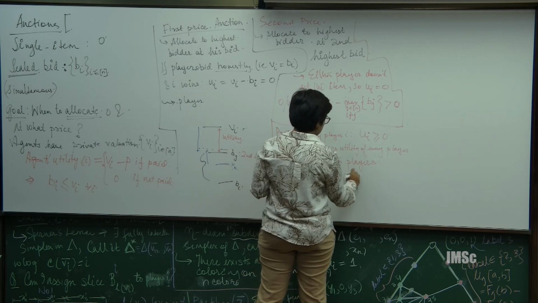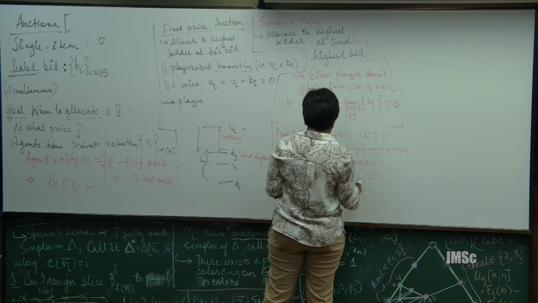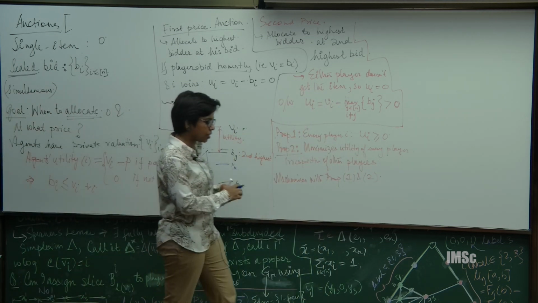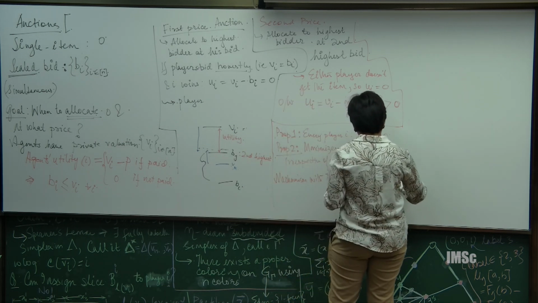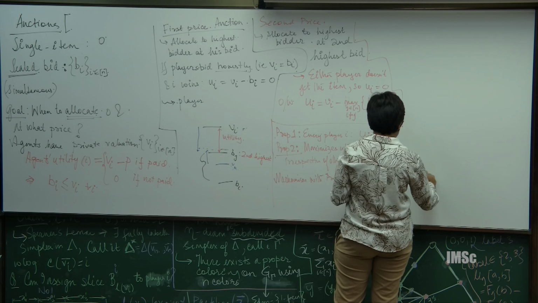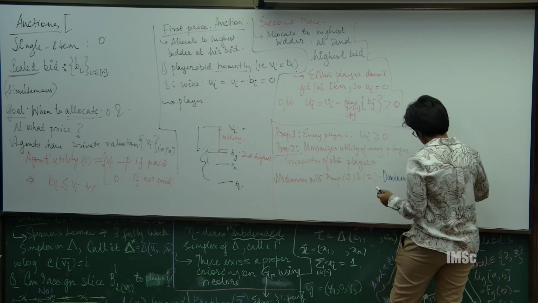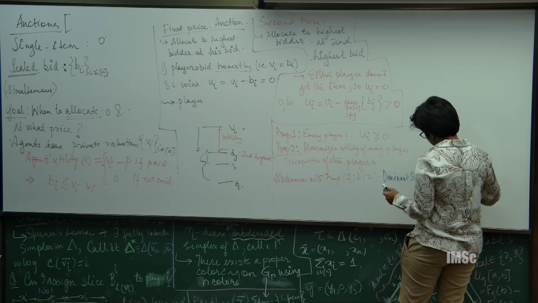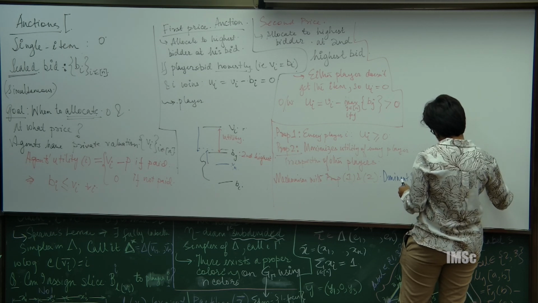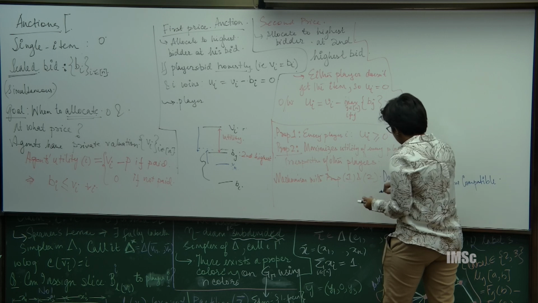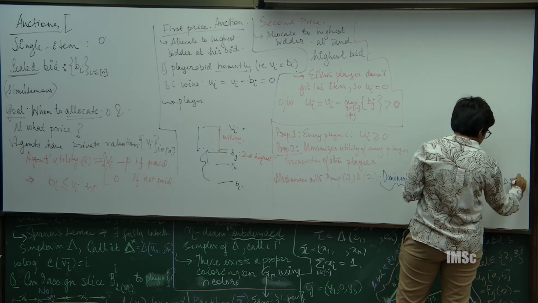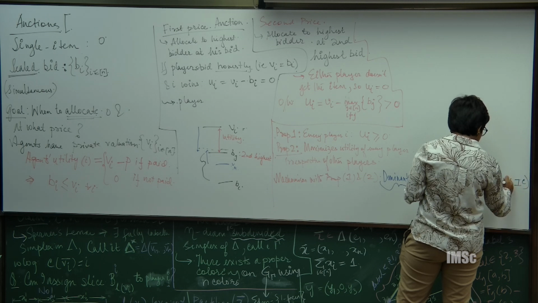When a mechanism has these two properties, property 1 and 2, we call it DSIC, dominant strategy incentive compatible. Okay, this is a definition. Let us unpack a little bit what this definition means.